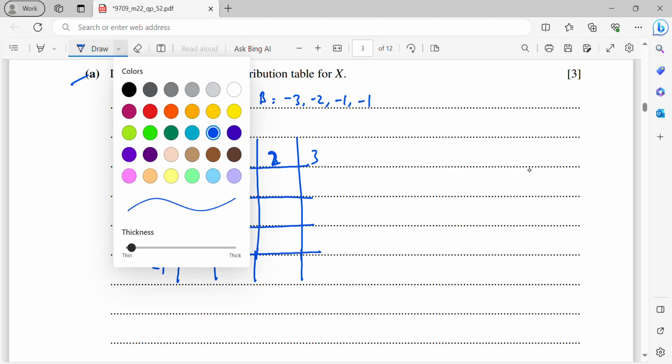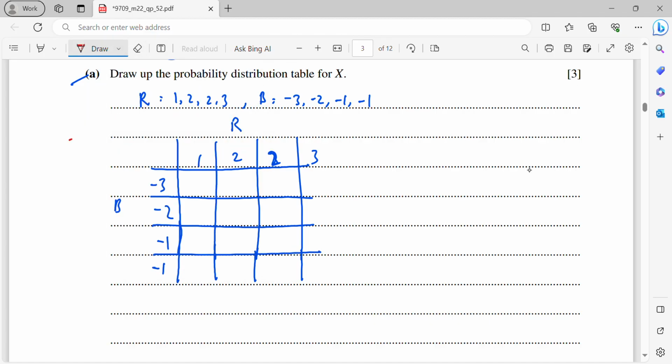Now from this table, -3 plus 1 is going to be -2. -3 plus 2 is -1. Here same. -3 plus 3 is 0. Then -2 plus 1 is -1. -2 plus 2 is 0, 0. -2 plus 3 is 1. -1 plus 1 is 0. Here also 0. -1 plus 2 is 1, for both. -1 plus 3 is going to be 2. So the red color means the sum.